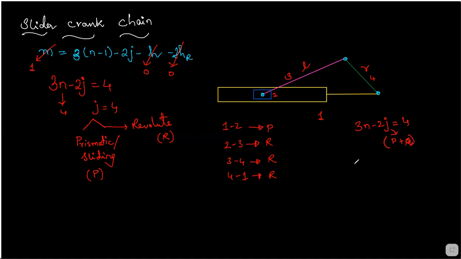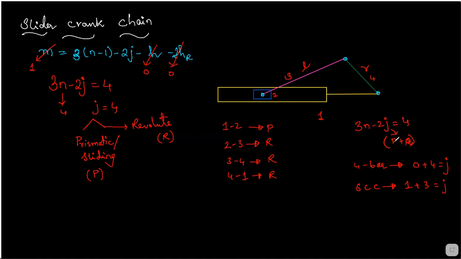So in the first case, in the 4 bar chain, the 4 bar mechanism, we used 0 prismatic plus 4 revolute joints, which gives J. Now in the single slider crank chain, I am going to use 1 prismatic and 3 revolute. That also will give 4, right? So if I substitute in this, even then I am going to get mobility equal to 1.